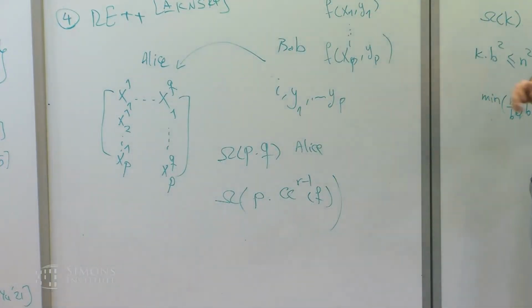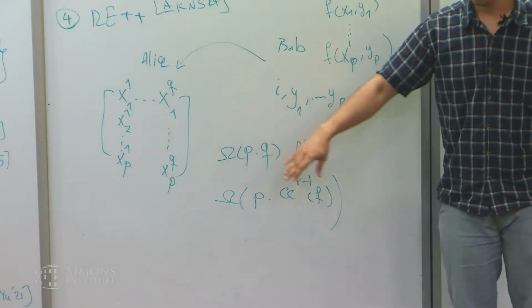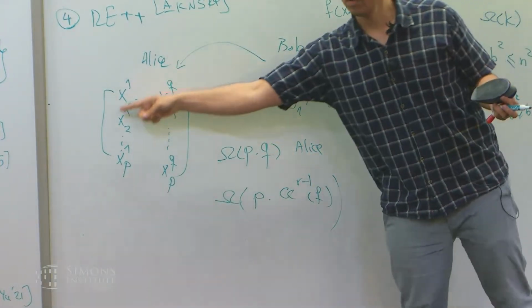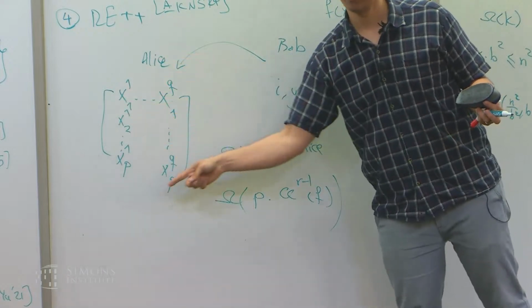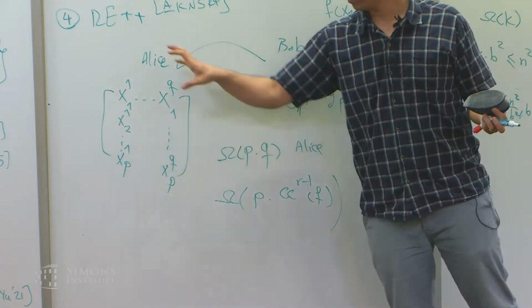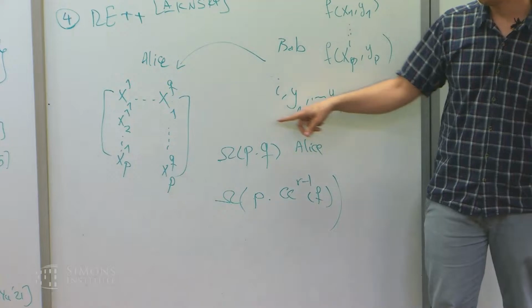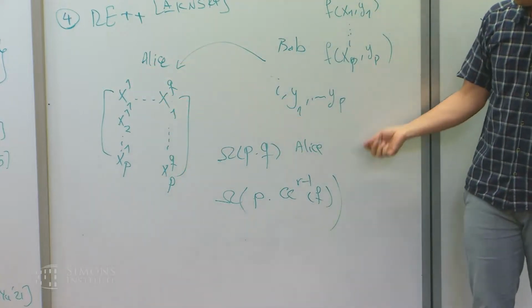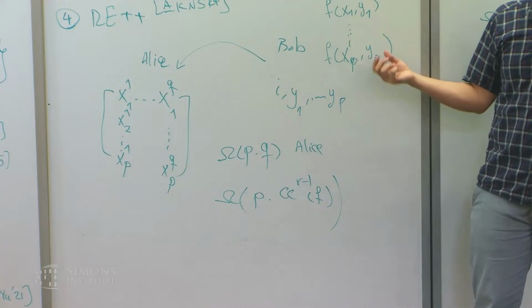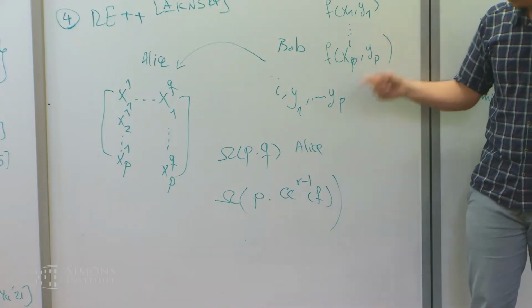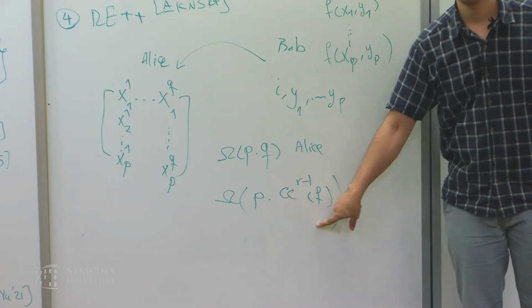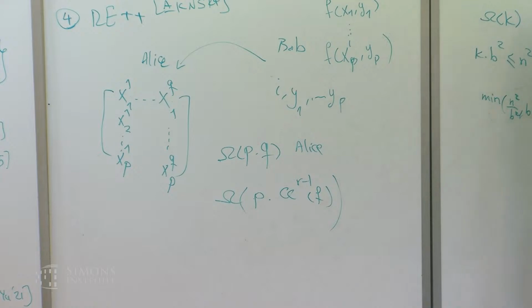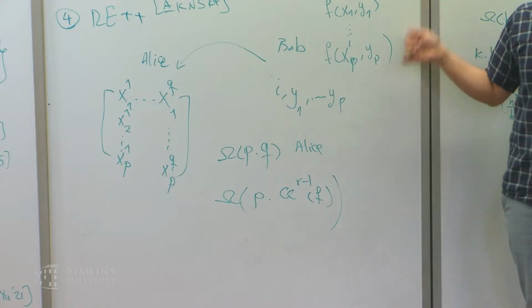Either Alice is telling you non-trivial information about every one of these bits, or every one of these inputs, omega PQ. This is the number of things Alice has. Or your job is to solve P different problems. For every one of them, you have to pay the R minus 1 round communication complexity. So it's kind of a direct sum.